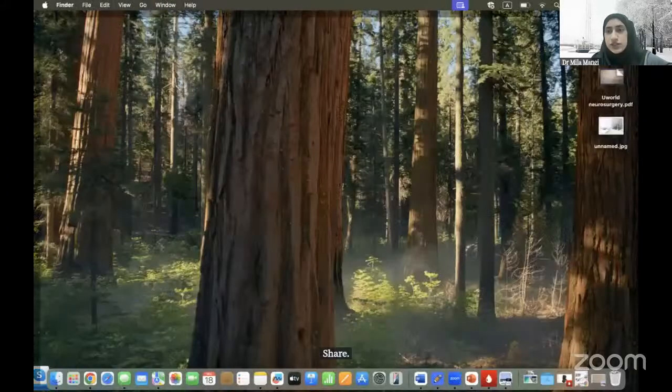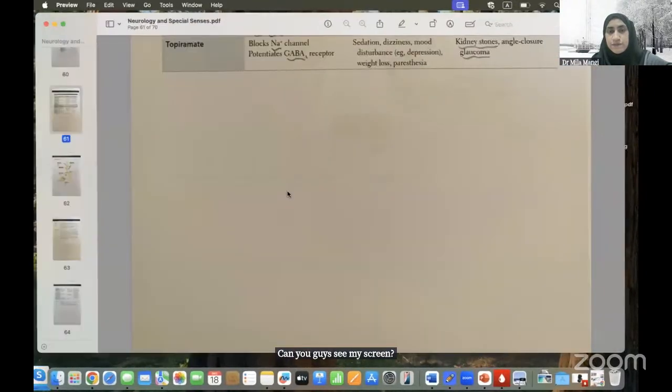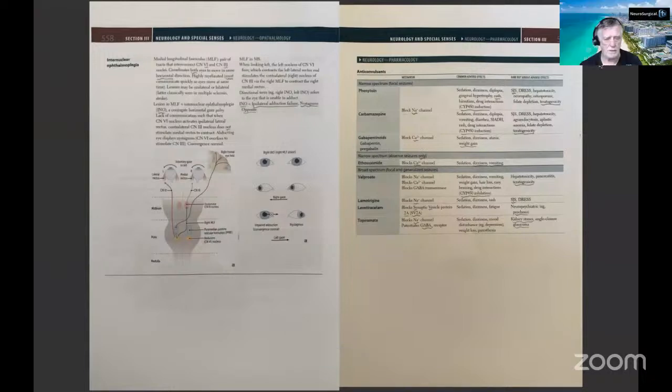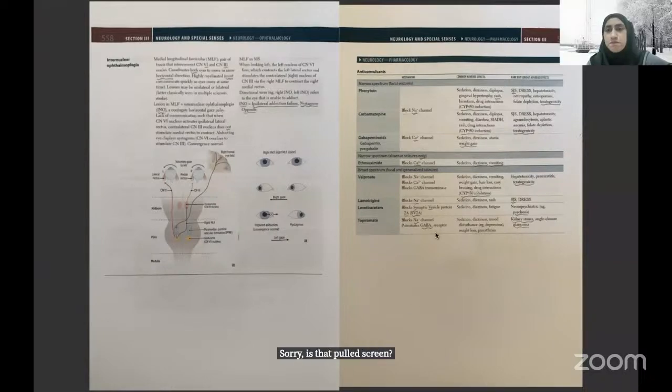Share. Can you guys see my screen? Can everyone see my screen? Sorry, is that full screen? Yes. Yeah, okay, fine. Go ahead.